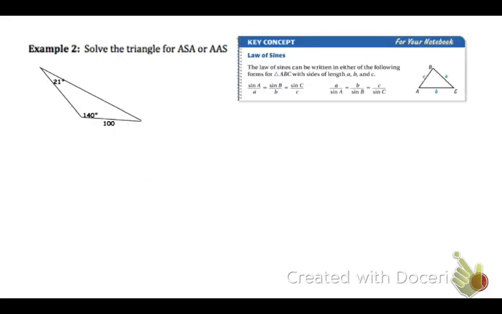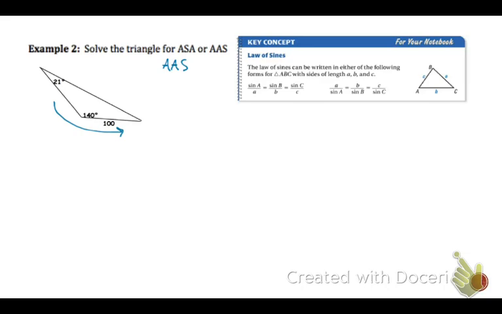Example 2 gives us a triangle here, and we'll just look around the triangle and see what we have. We have an angle, another angle, and a side. So we have an angle, angle, side situation, and we can use the law of sines to solve.